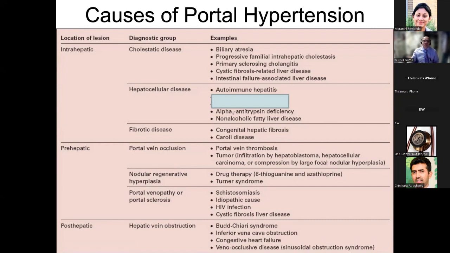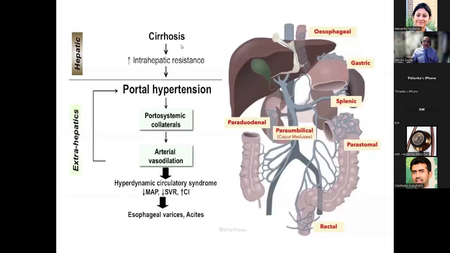So what happens is that whenever there is a hepatic or an extrahepatic cause, there is development of portal hypertension. And when there is portal hypertension, there is back pressure. That back pressure results in opening up of vessels which are normally not open, and that results in the formation of varices in extrahepatic sites.